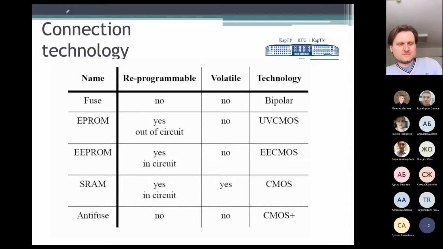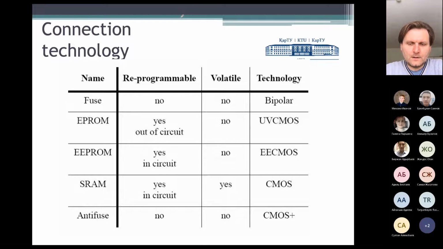So I'm back to our lecture. Connection technology, some part of the history of programmable logic devices. The first technology was the fuse technology. I'll show you an example of that technology. That system with fuses was one-time programmable, non-volatile, and the technology was a very old one, the bipolar transistor.